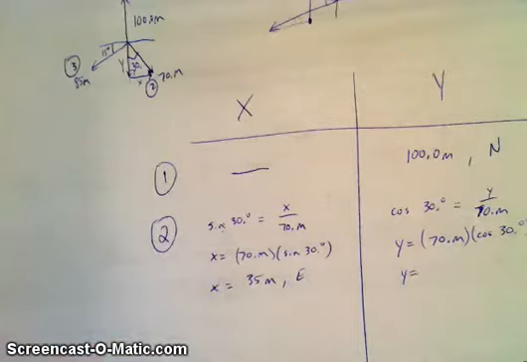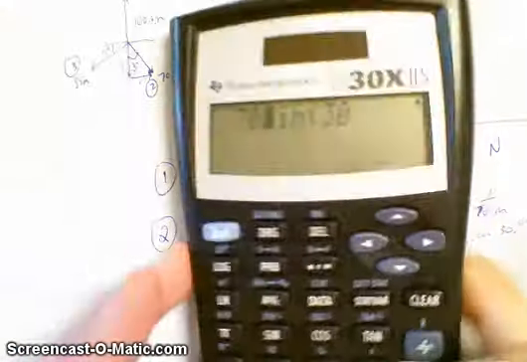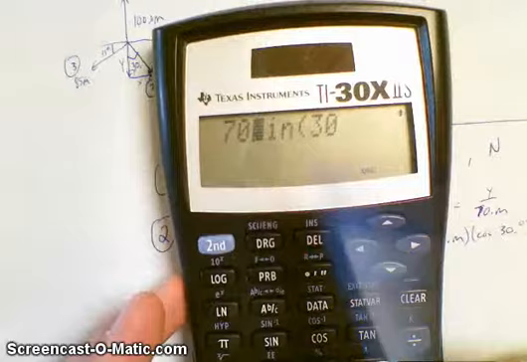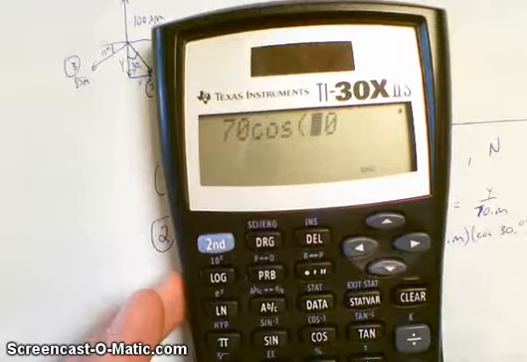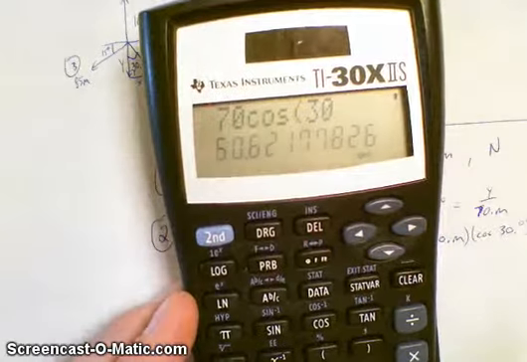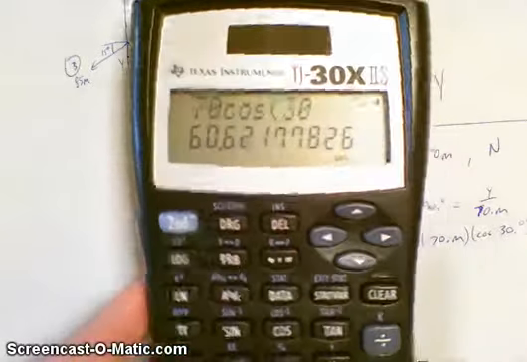Again, multiply, plug it back in my calculator. All I have to do is go back. So again, if you look at my calculator, I just go back to where it says sine there, hit the cosine button so it changes it, hit equals again, and I get 60.62.